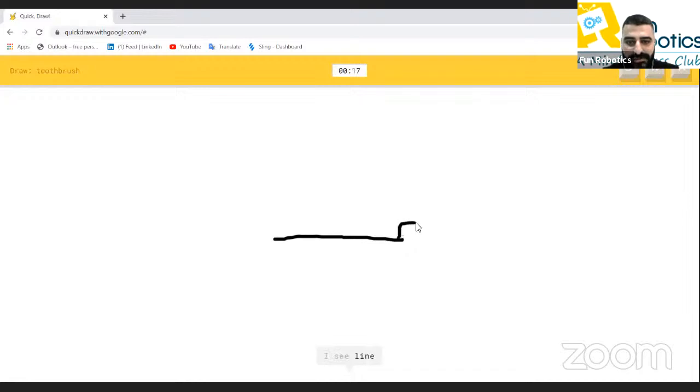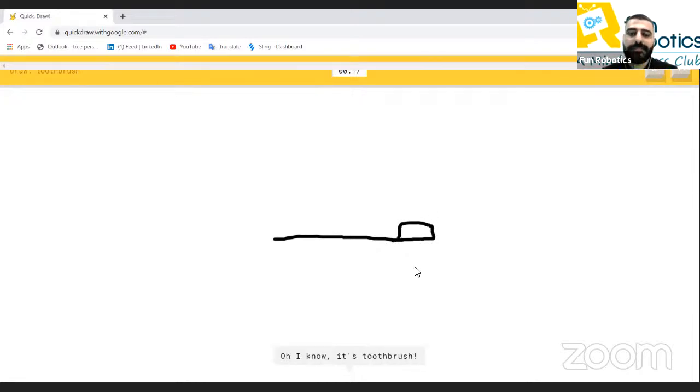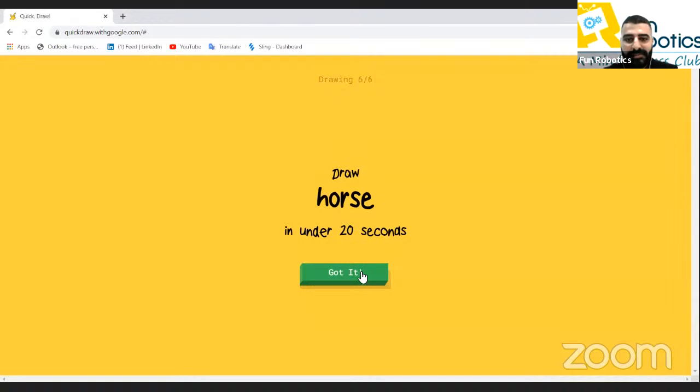Draw a toothbrush. I see line. Oh, I know. It's toothbrush. Right away. And then draw a horse. I'm just going to skip that one. Oh, cancel. Okay, so I'll just try to draw the horse.